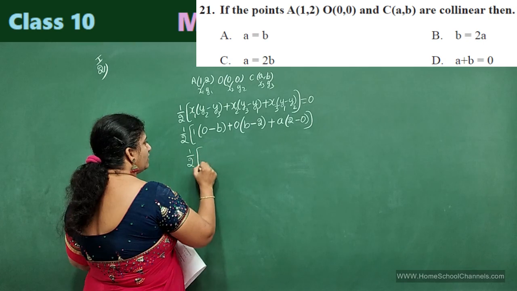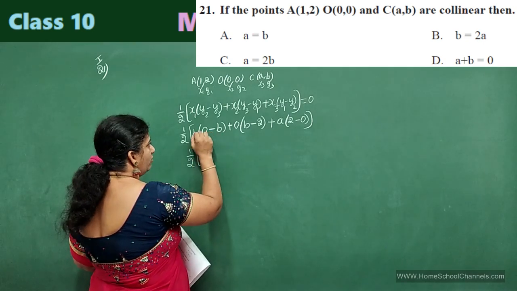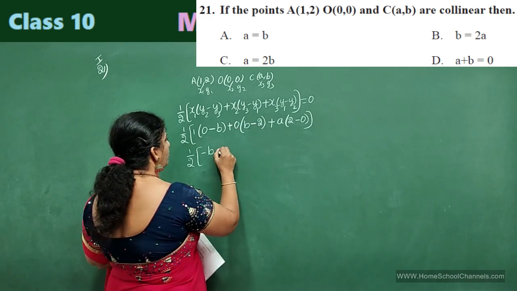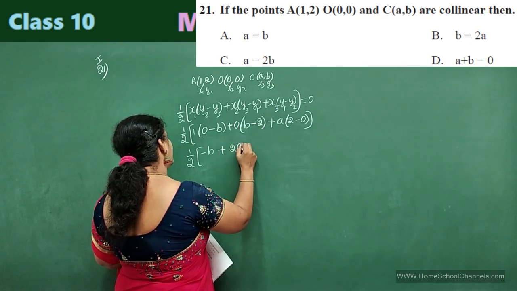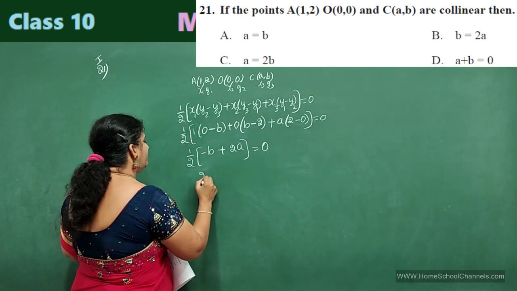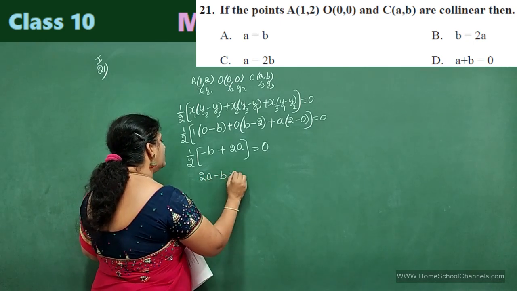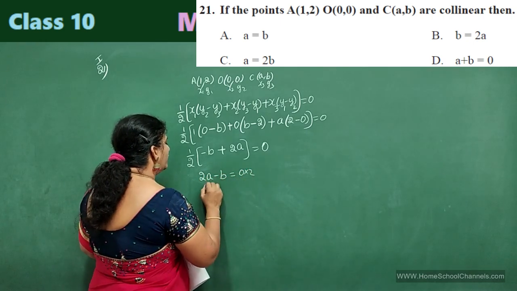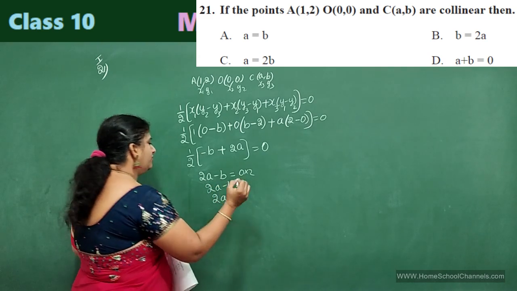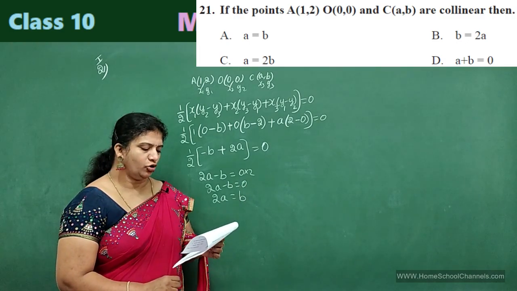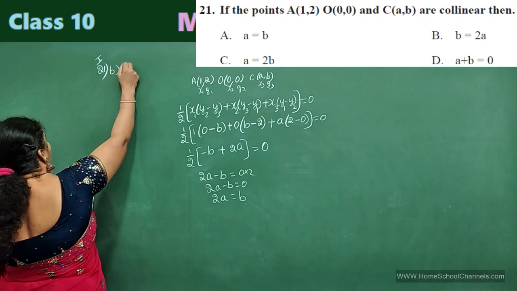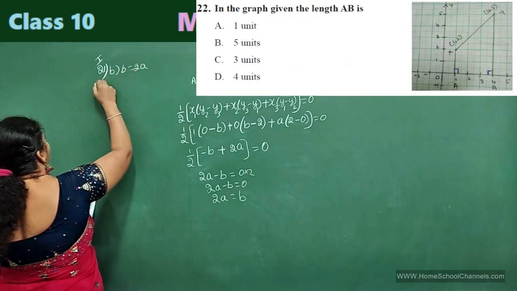Half of 1 into 0 will be 0. 1 into minus b will be minus b. 0 into anything is 0. Plus a into 2, I can write it as 2a. Is equal to 0. And now this 2a minus b is equal to 0 into 2. 2a minus b equal to 0. 2a is equal to b. Search for the option. a is equal to b? No. Yes, option B, b is equal to 2a.